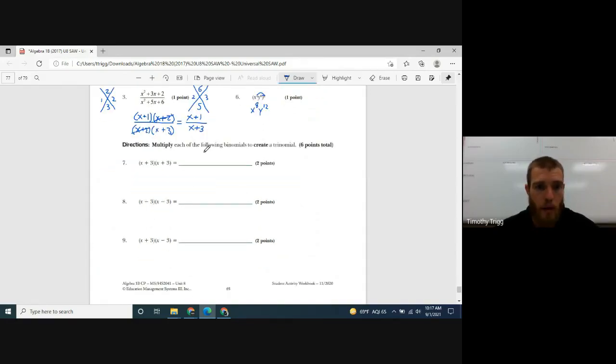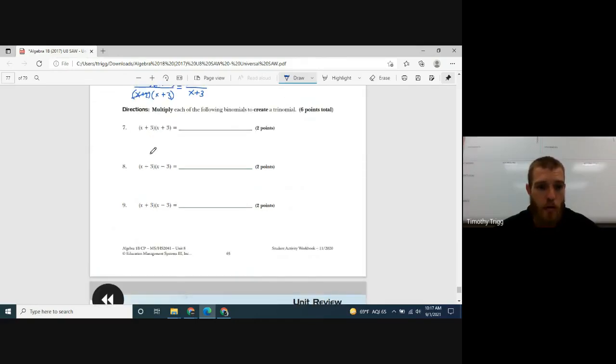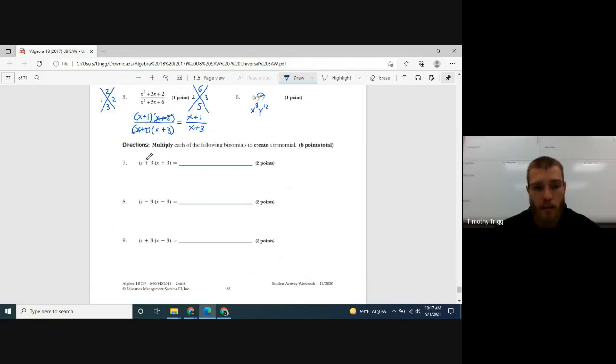Multiply each of the following binomials to create a trinomial. Okay, so for this one, hopefully you remember how to multiply these types of things together. So what you would do is each of the terms in the first one multiply with each of the terms in the second one. So this x multiplies with this x, and then this x also multiplies with this 3. Okay, so x times x, that's x squared. And then x times 3 is 3x, so plus 3x.